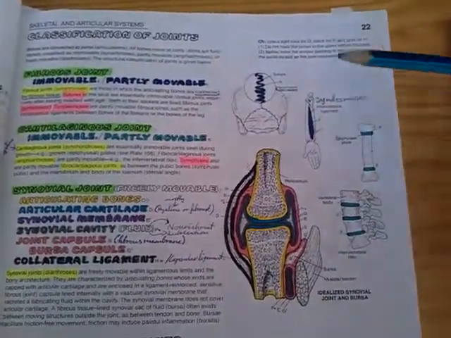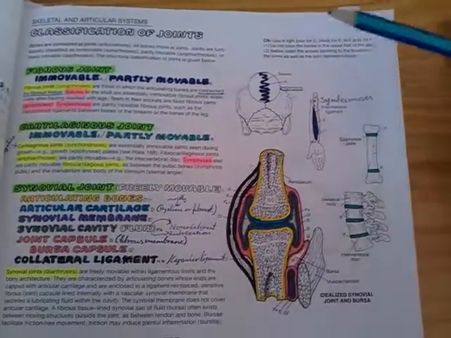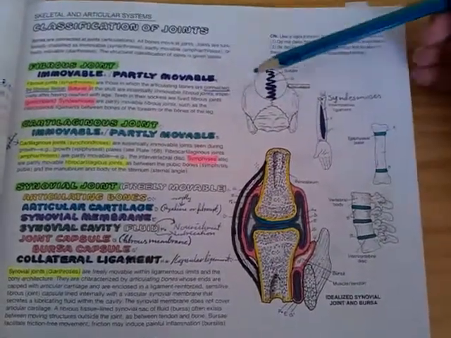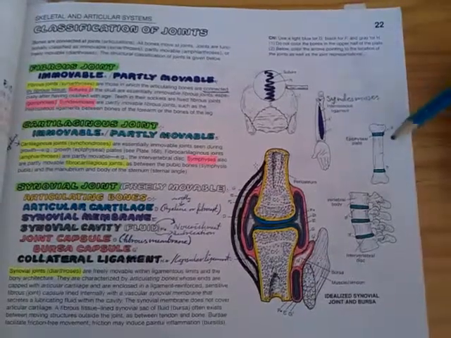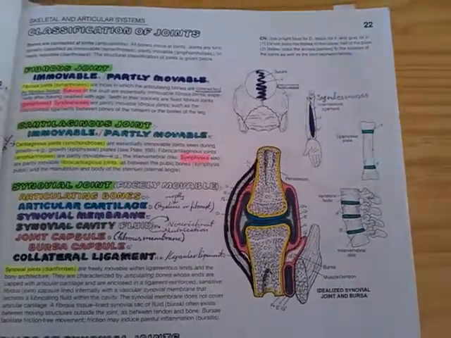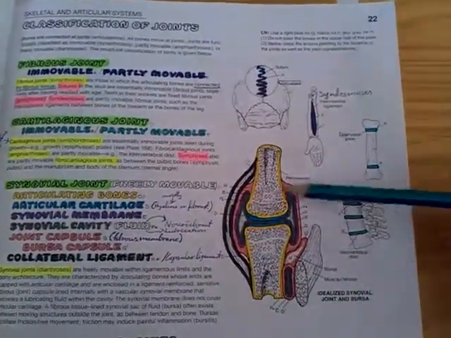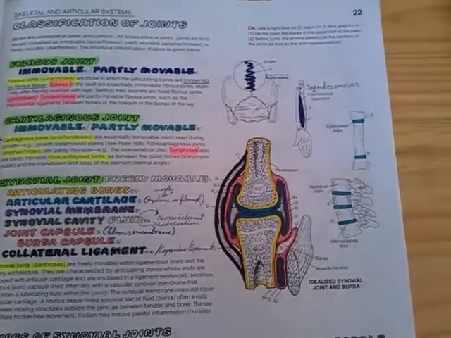You have little or no movement for a fibrous joint or cartilaginous joint, and a wider range of movement for a synovial joint.